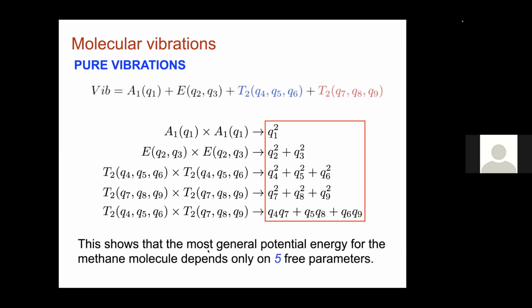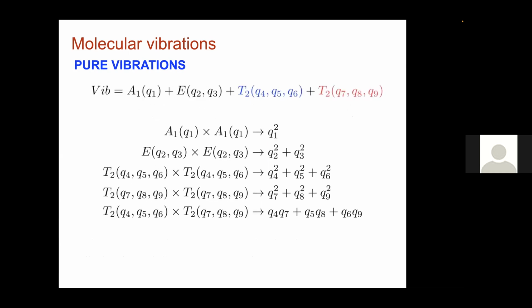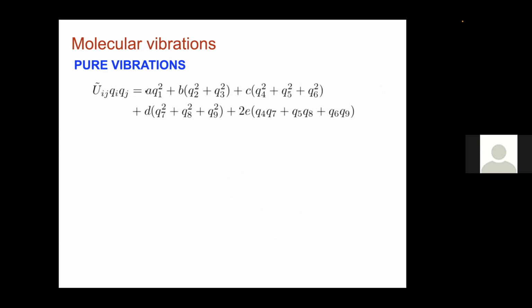So this shows that the most general potential energy for the methane molecule depends only on 5 free parameters. Let's construct it. It's very simple. I take my 5 invariants and I write the most general combination of the 5 invariants. So I get this with coefficients A, B, C, D, and 2E. Why do I write these two? Because I want to write this in matrix form.